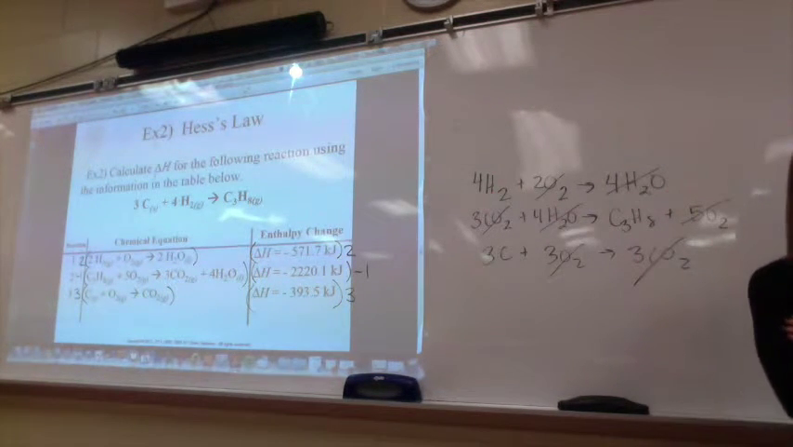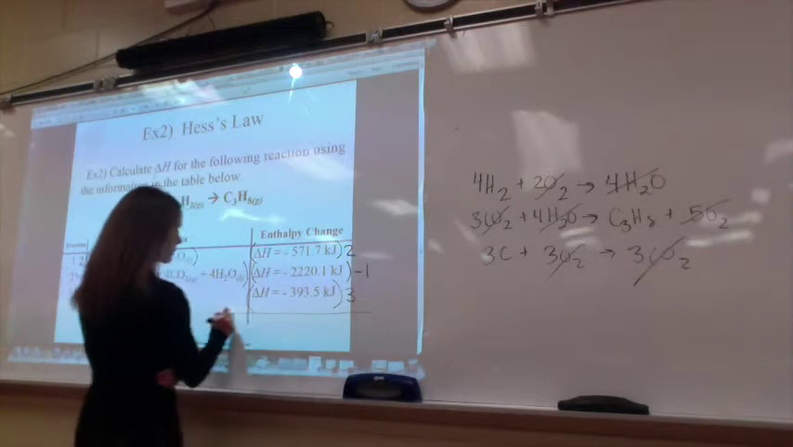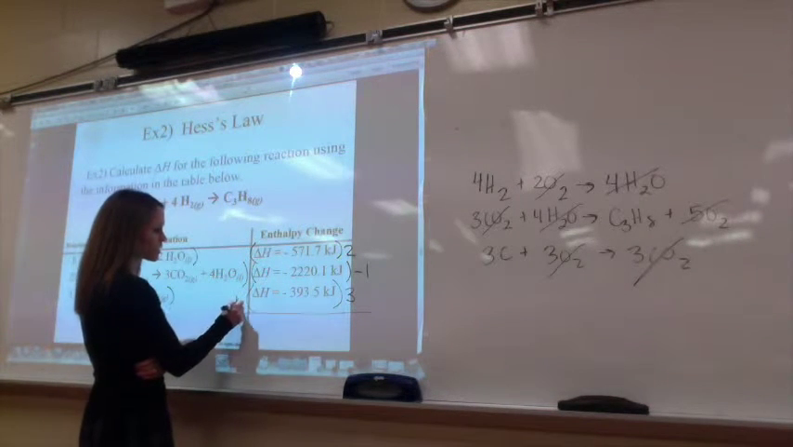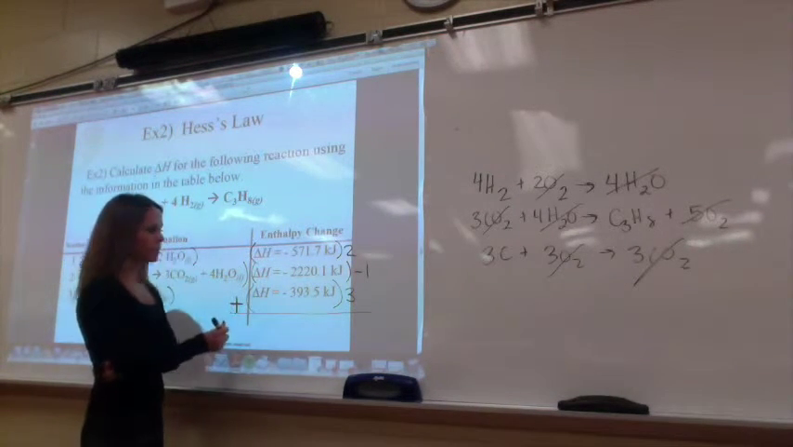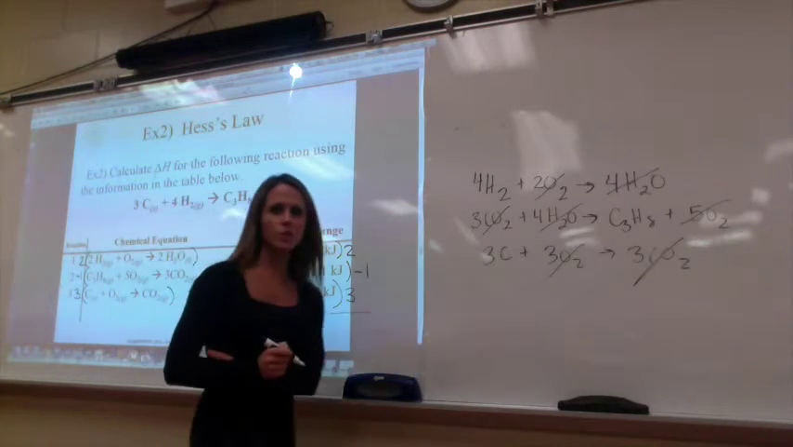So again, calculate this sum of your delta H. Don't forget that these are the sums. Sometimes students accidentally multiply them because we multiply so often. But this is the sum of your enthalpies. So try that and we'll check.